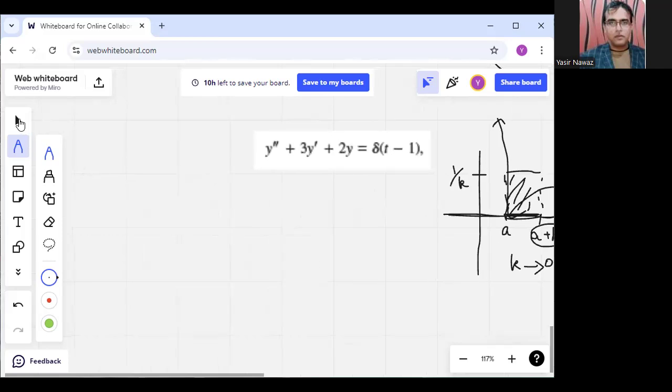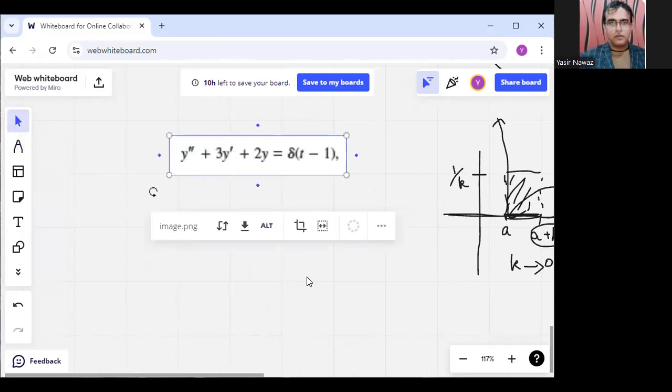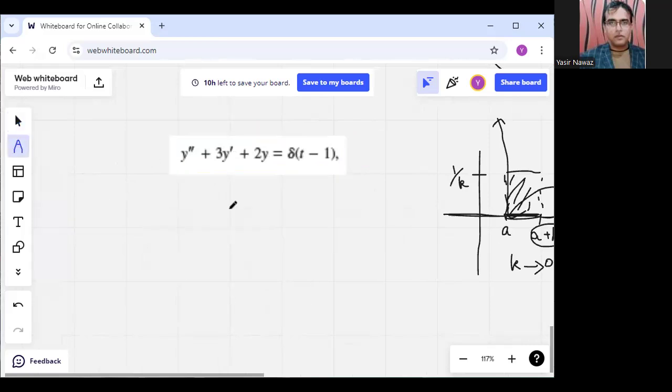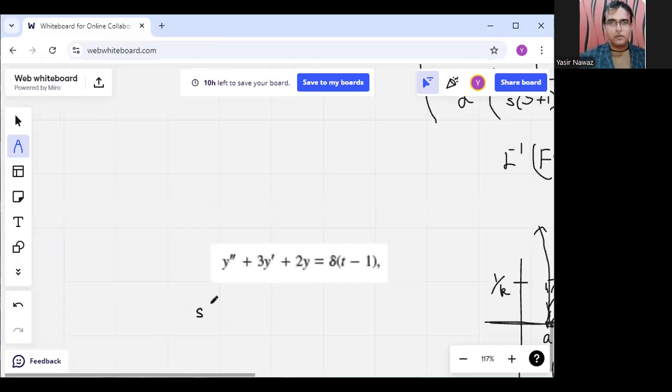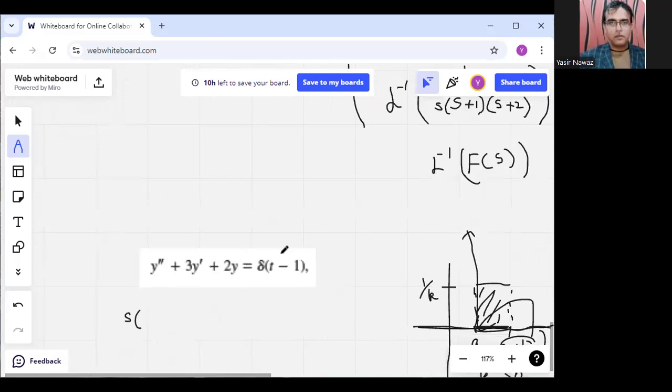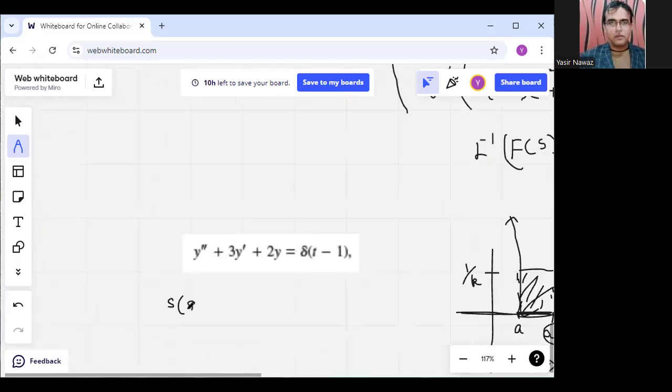So for handling this kind of equation, I apply the Laplace transform. Similarly as in the previous part, the Laplace transform would be S into S plus 1 and S plus 2. I do not write all the steps. The Laplace transform of delta(t-1) would be e power minus t. Oh, sorry, not minus t, because it will convert into the S form. So e power minus S.